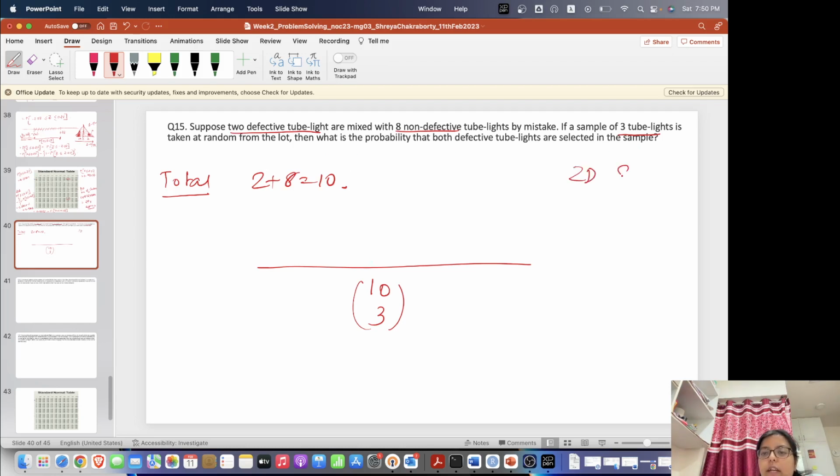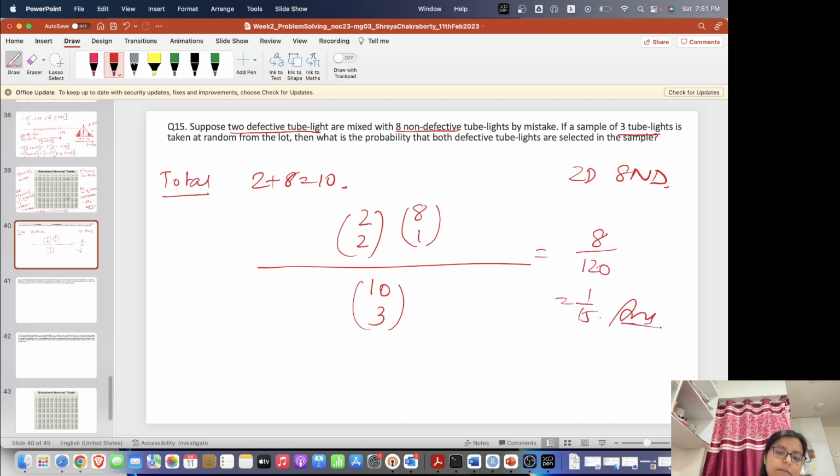So we have 2 defective, 8 non-defectives. So both are selected, they can be selected in only one way or 2C2 ways. Given these 2 are already selected, we just need to select one more. That one should be selected from out of these 8 non-defective ones. So this is nothing but 8 by 120, which is 1 by 15.